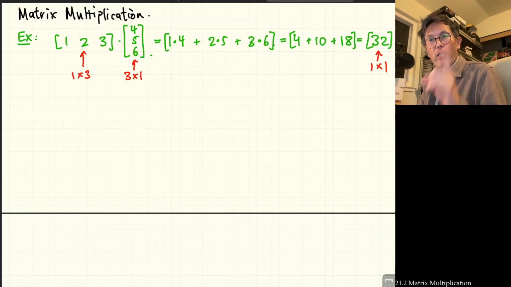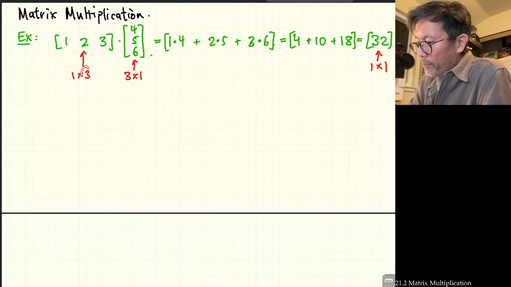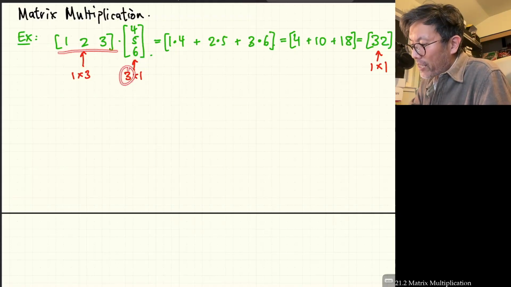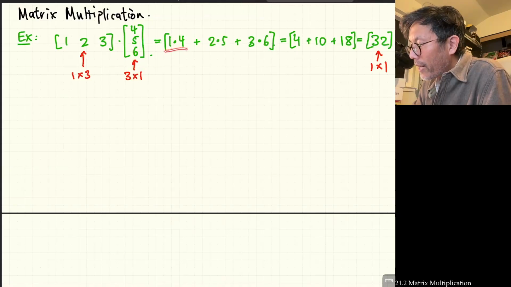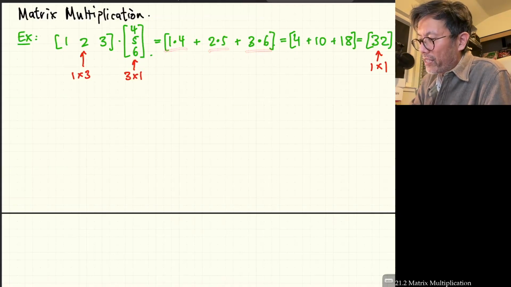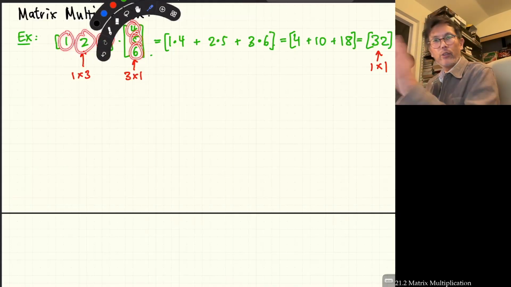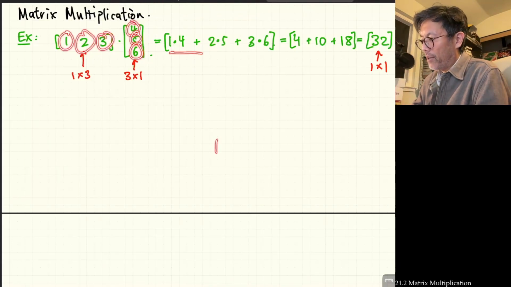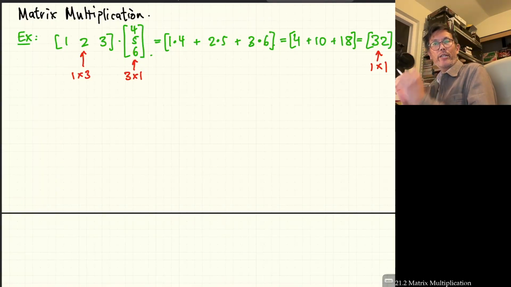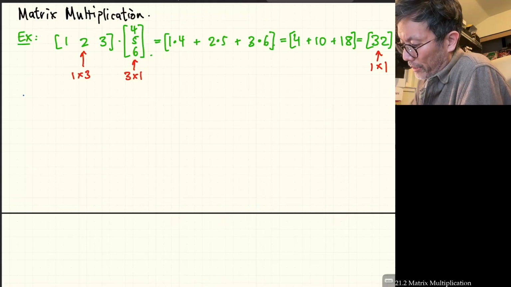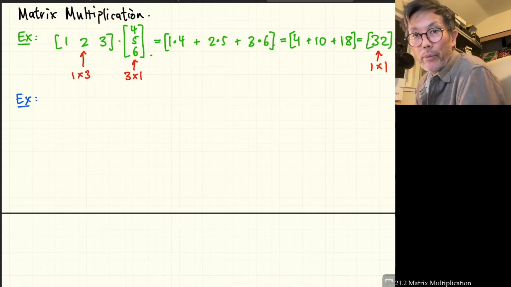Now, notice that it was crucial that the number of entries in this row vector was the same as the number of entries in this column vector. Because that's what allows us to pair off these entries, the first entries, the second entries, and the third entries, and then assemble this sum in this way. This is how we define matrix multiplication in this particular situation.